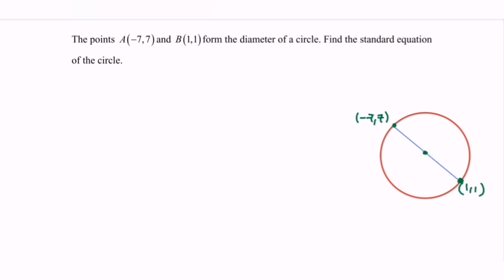So as we all know, (x minus h) squared plus (y minus k) squared equals r squared. We need two pieces of information in order to have the standard equation of the circle. So number 1 will be the center, followed by the radius. As we can see from the diagram, we have a diameter. In the middle of the diameter, we have a center. So from here, we have the hint or the keyword, which is midpoint.